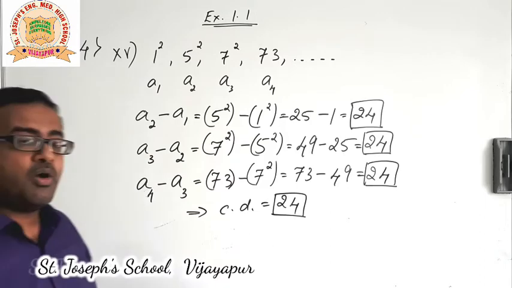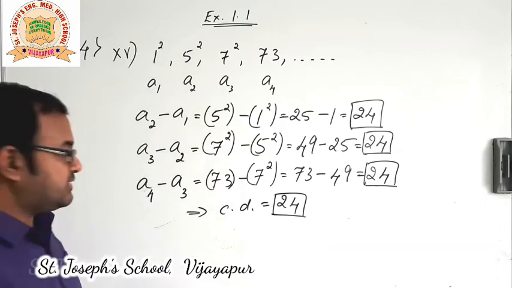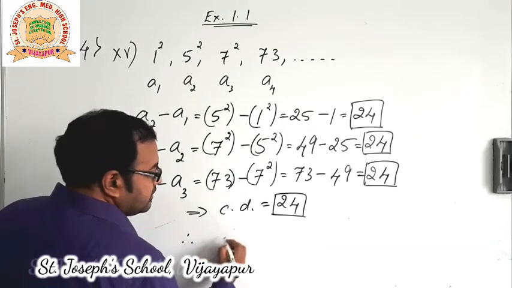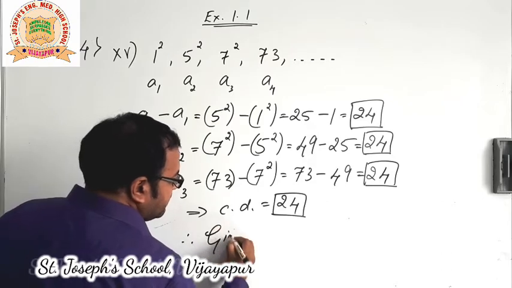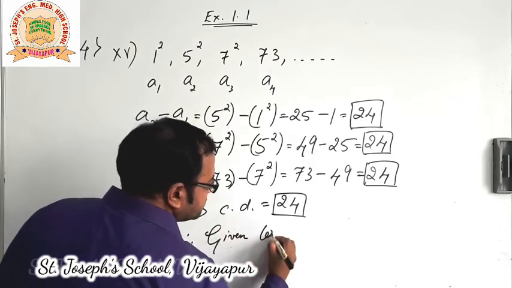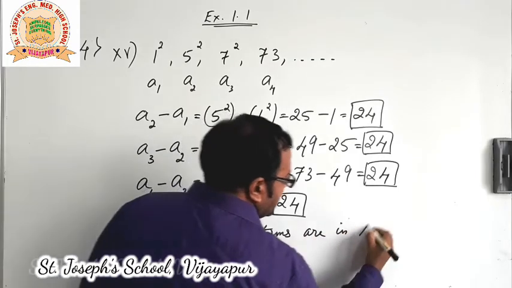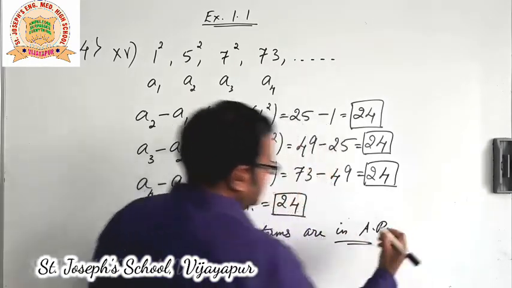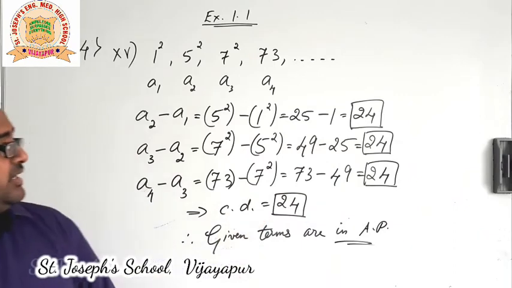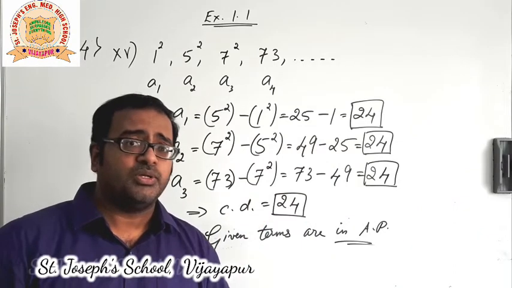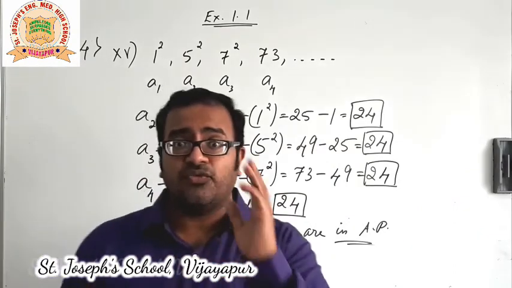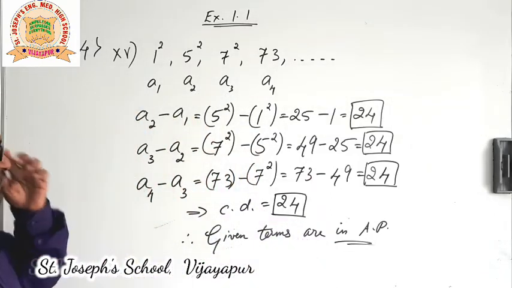Now what can you say about this given sequence? We can say therefore the given terms are in AP. Okay, good. If they are in AP, they have asked you to continue the process and find out the next 4 terms.